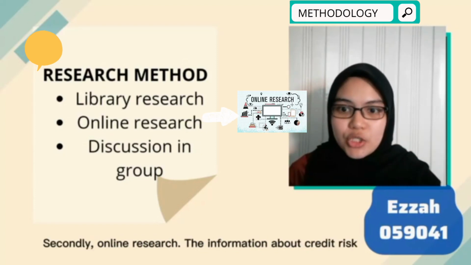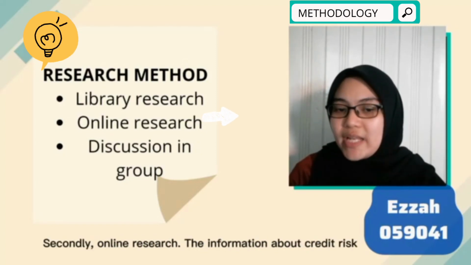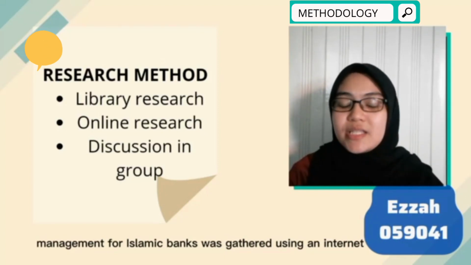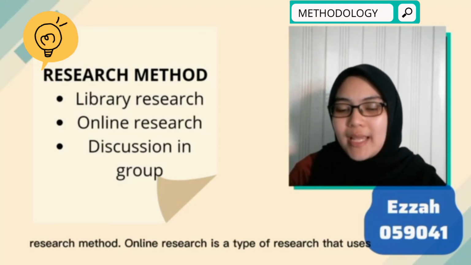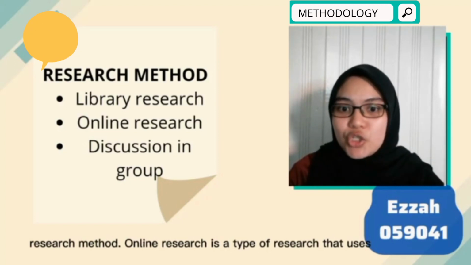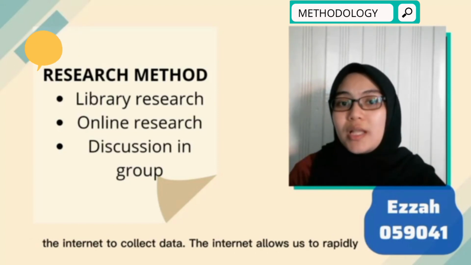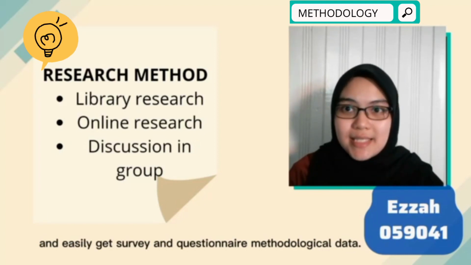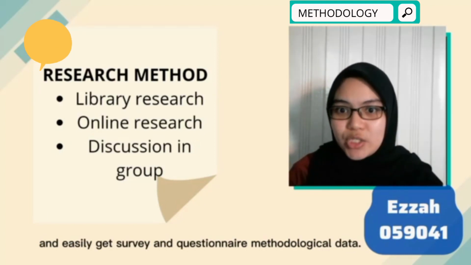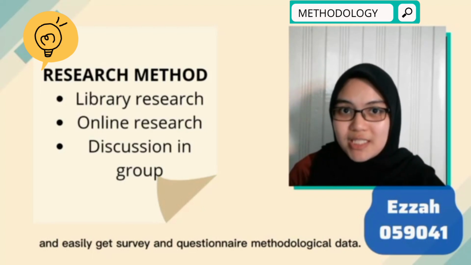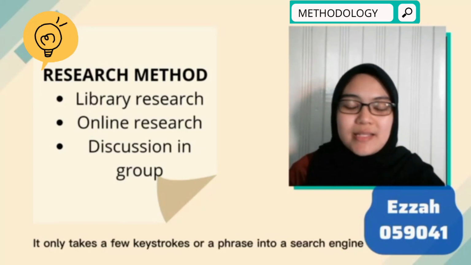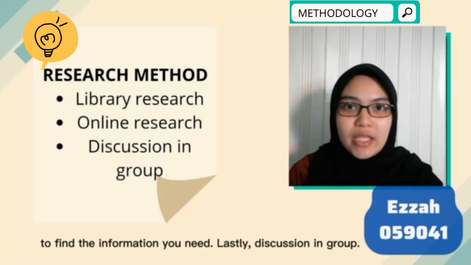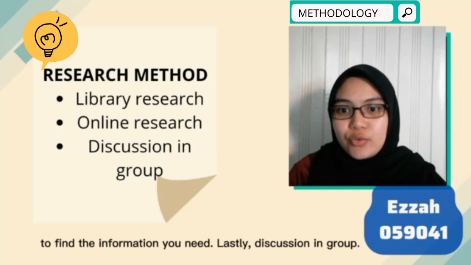Secondly, online research. The information about credit risk management for Islamic banks was gathered using an internet research method. Online research is a type of research that uses the internet to collect data. The internet allows us to rapidly and easily get survey and questionnaire methodological data. It only takes a few keystrokes or a phrase into a search engine to find the information you need.